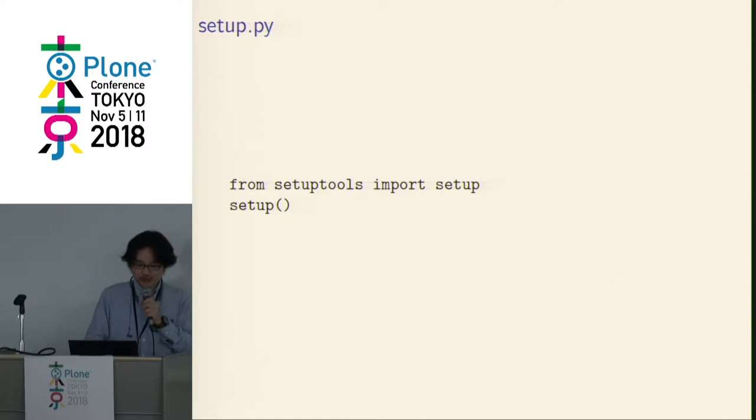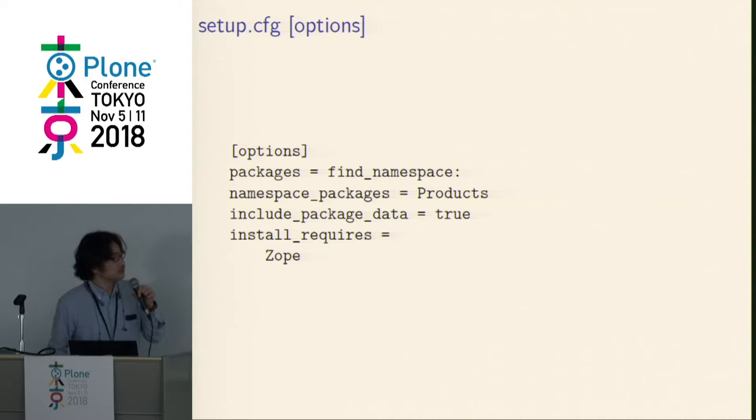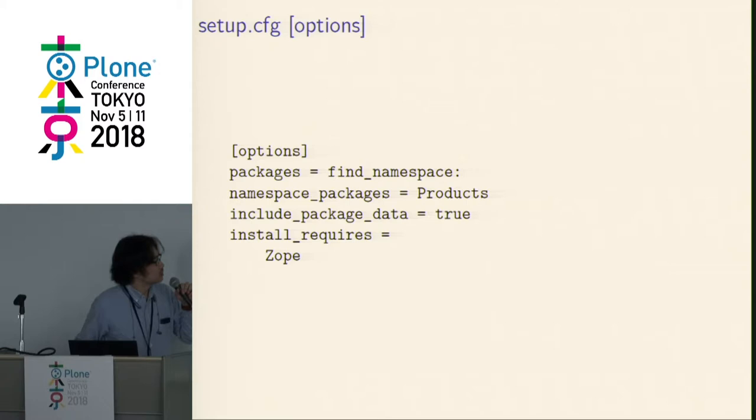Only call the setup function and set up config package metadata: name, version, README.rst as long description, and license. Options section, packages. Zope products usually have a Products namespace package because I use the find_namespace directive and the namespace package Products and more.